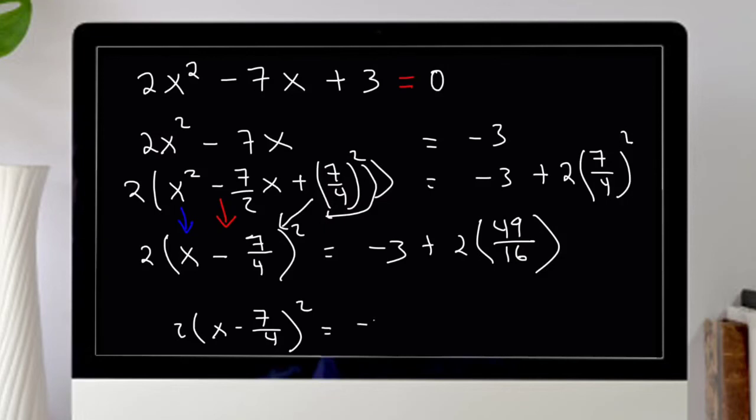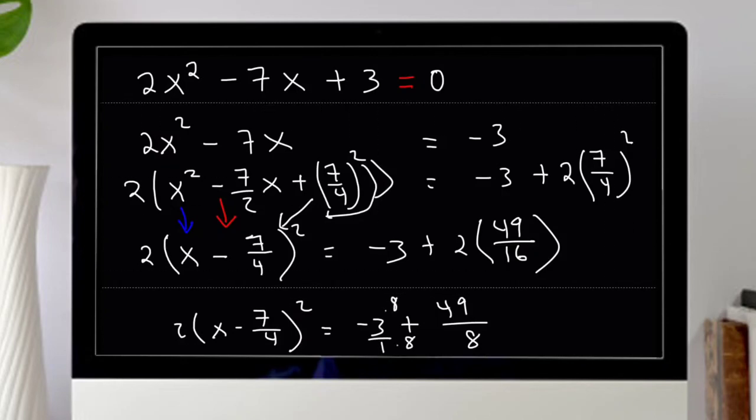Now, what is 2 times 49 over 16? What you could do is divide it backwards. 16 divided by 2 is 8. So it becomes plus 49 over 8. Now we need to add 49 over 8 to negative 3. So let's put this over 1, and we're going to multiply the top and the bottom by 8 to get common denominators.